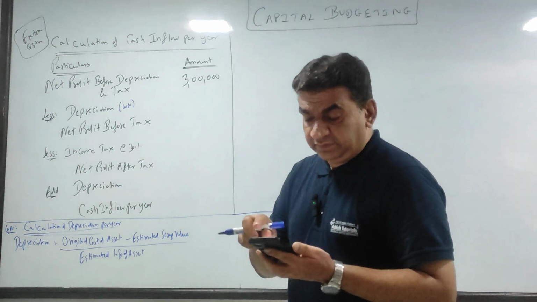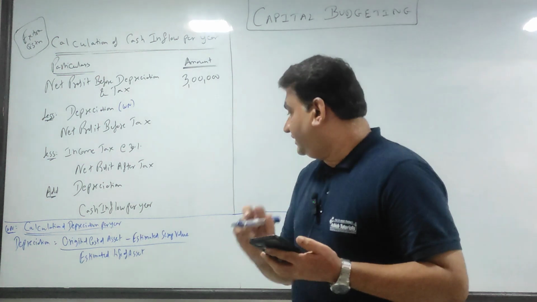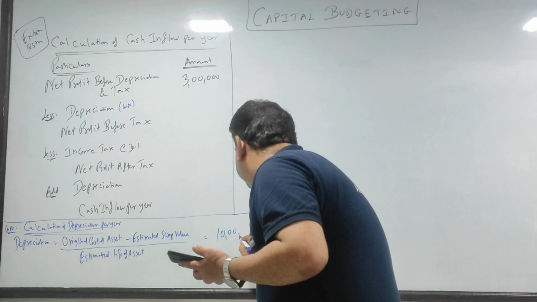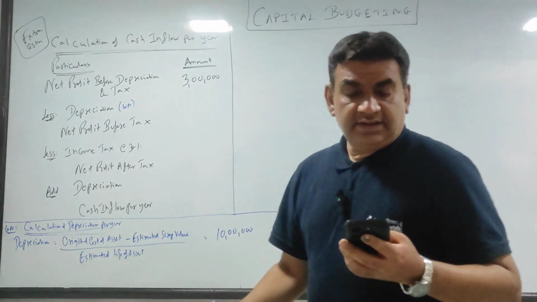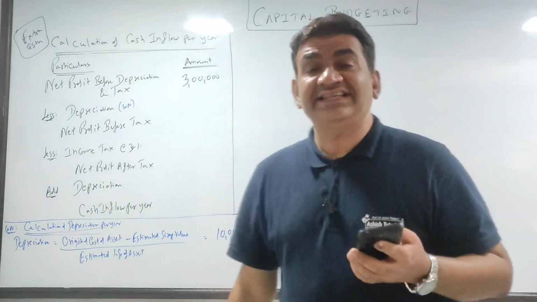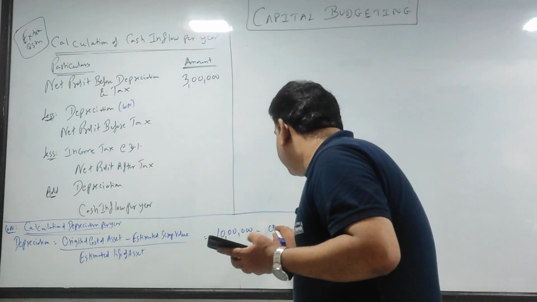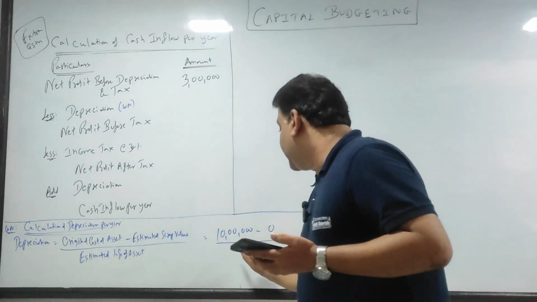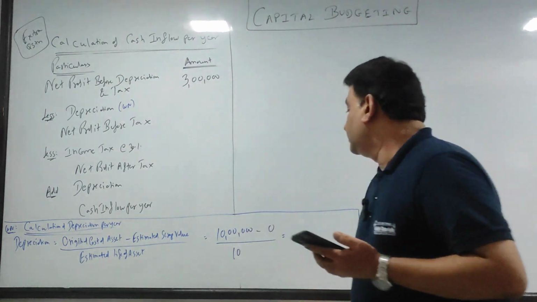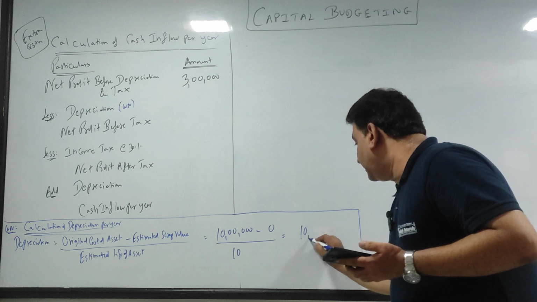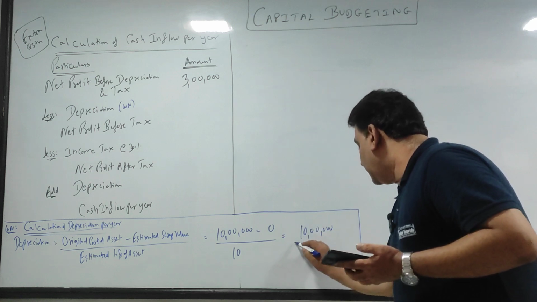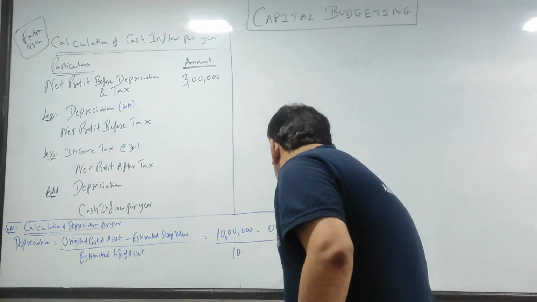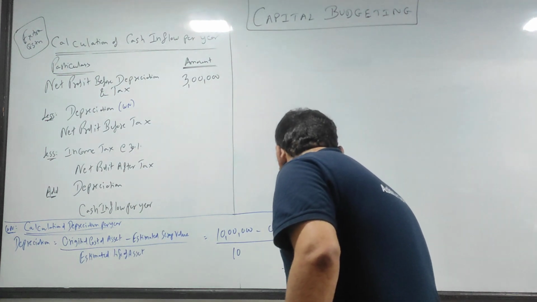Okay, now see, what is my cost of the asset? My cost of the asset is 10 lakh. As I told you, there is no scrap value of the asset. So 10 lakh minus 0. Upon, what is the life? 10 years. So 10 lakh minus 0 becomes 10 lakh. I am using it for 10 years. Same example I gave in the starting. So 10 lakh divided by 10.